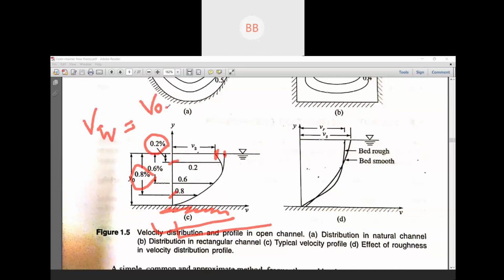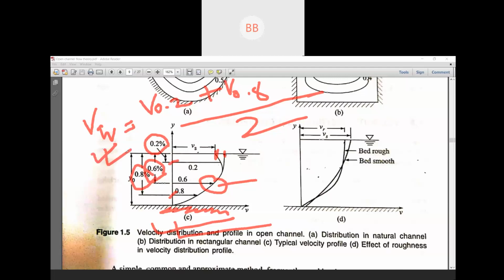Then we take the average: V0.2 plus V0.8 divided by 2. You will get the average velocity. Some scientists also say that if you directly take the velocity at 0.6, you will get the average value. But later, various experiments were performed, and it was found that this equation is more appropriate. If you are going for any competitive exam, this equation is very common: how to calculate the average velocity in a natural river or an open channel.